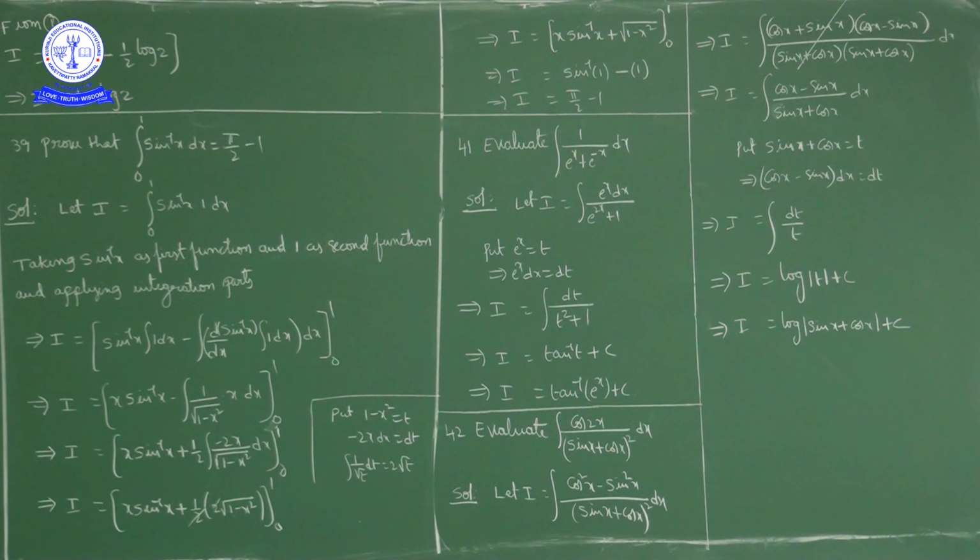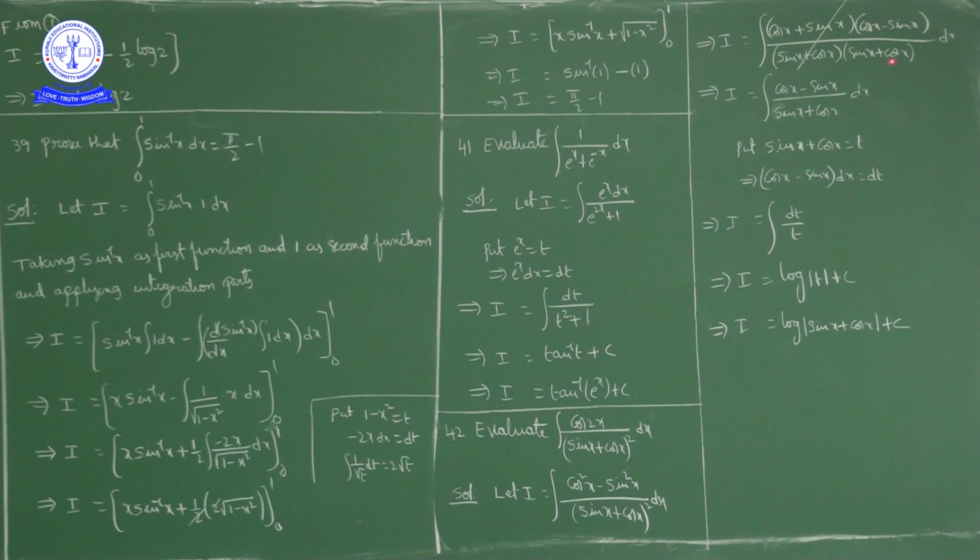Now the cos 2x formula is cos square x minus sin square x. Okay, there are several formulas of cos 2x. Here I will write cos 2x as cos square x minus sin square x. So the numerator is of the form a square minus b square, which we can write as a plus b into a minus b. So cos square x minus sin square x is cos x plus sin x into cos x minus sin x. The denominator is sin x plus cos x whole square.